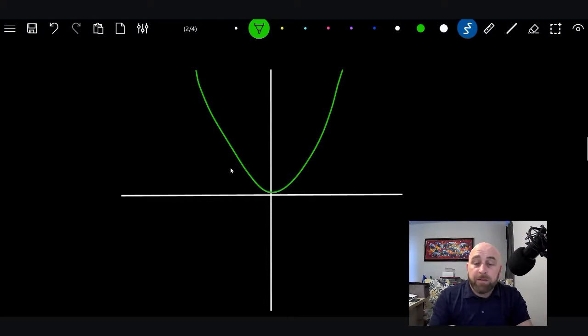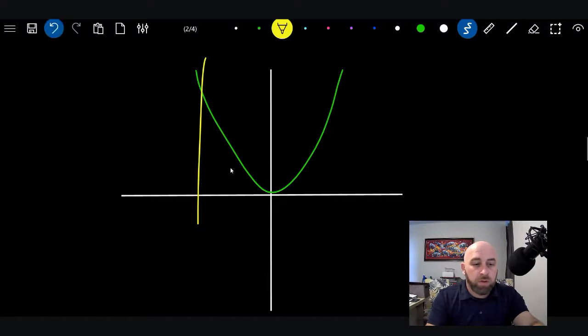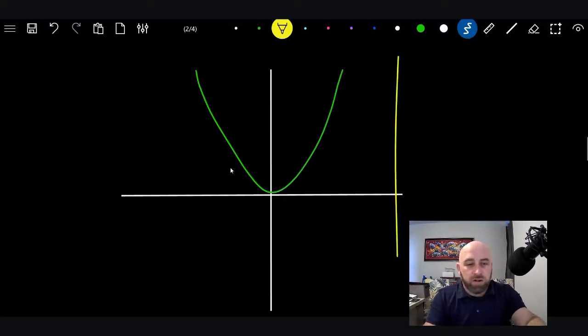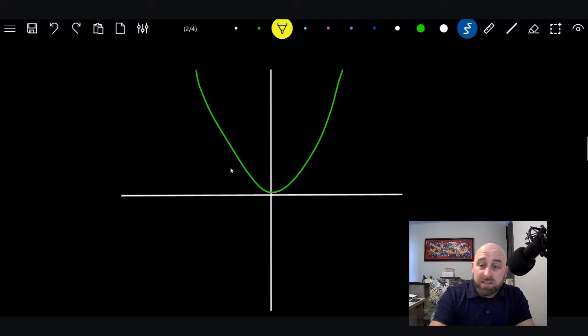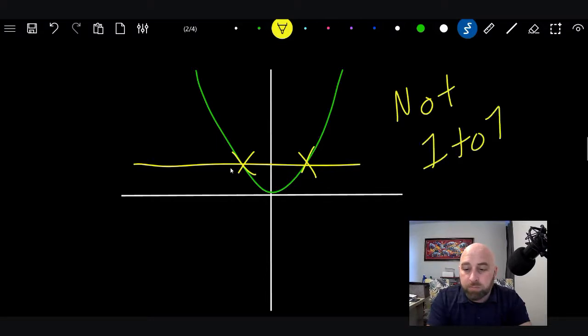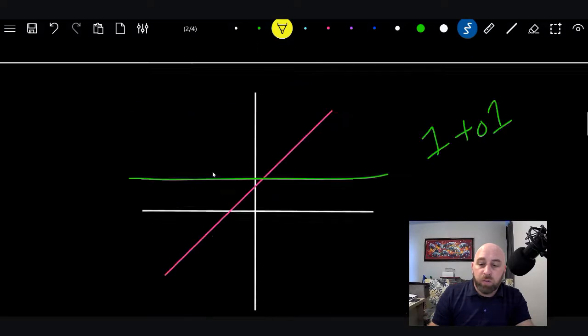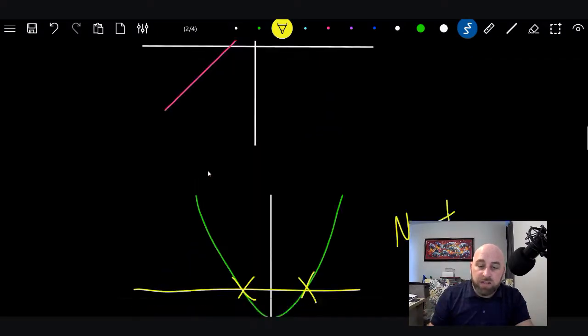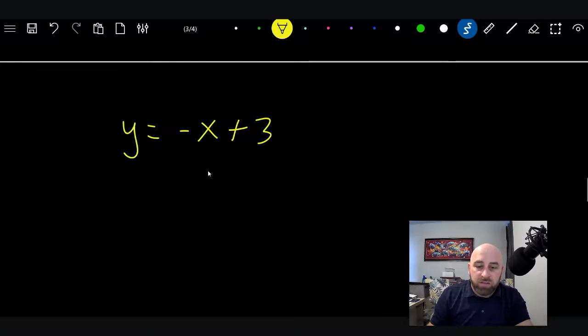So here's a parabola. And let's first of all look at its vertical line test. How many times does it touch the vertical line? One time, right? No matter where we put it, it touches one time or it touches not at all. Now, let's test the horizontal line test. Uh-oh, problem. We have it touching twice. So this is not one-to-one. This one is one-to-one because it passes the horizontal line test. This one is not one-to-one because it fails the horizontal line test.